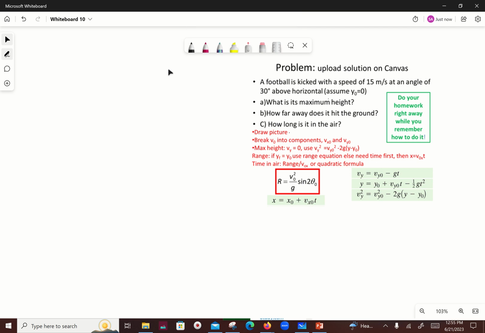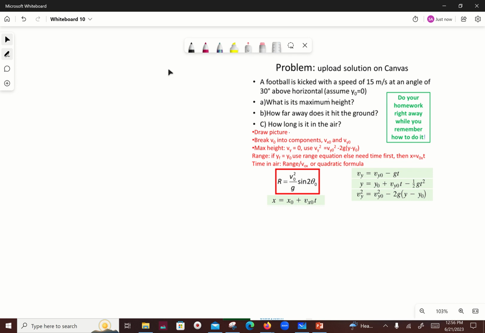Okay, so I'm going to show you how to do the solution to the problem that we had of a football kicked at 15 meters per second, at an angle of 30 degrees above the horizontal, and it says to assume the initial height is 0. And it's asking what's the maximum height, how far away does it hit the ground, how long is it in the air. So again, we do gather and organize.